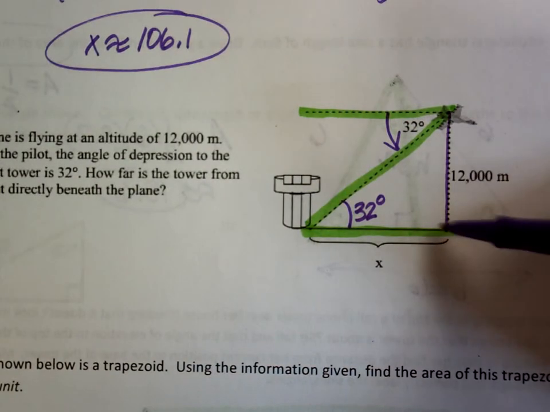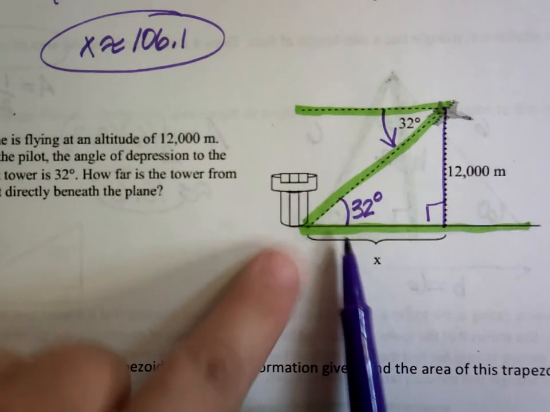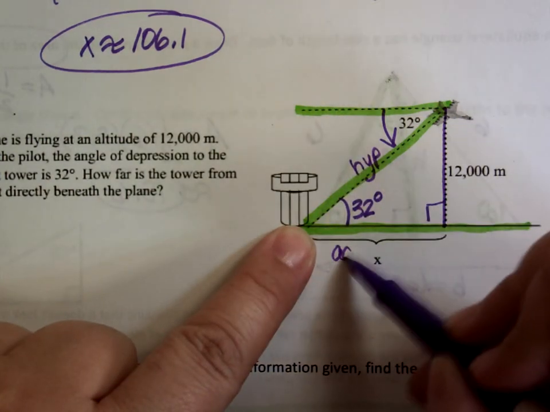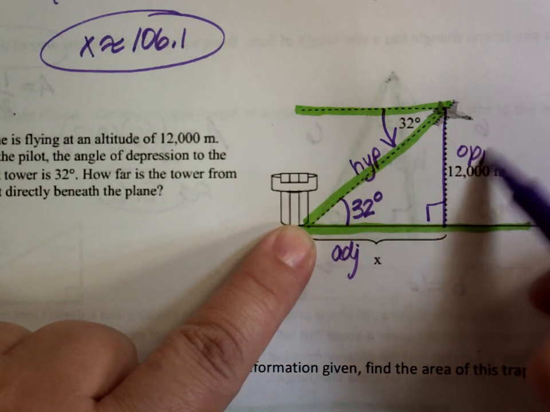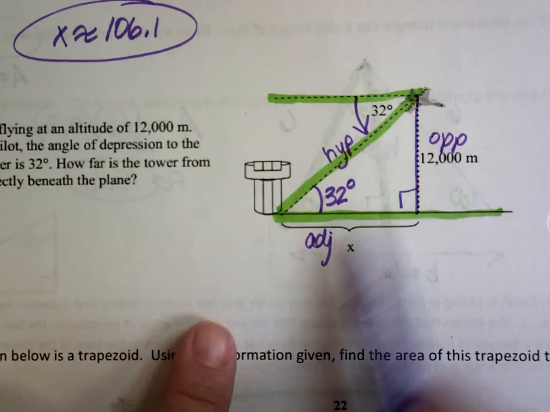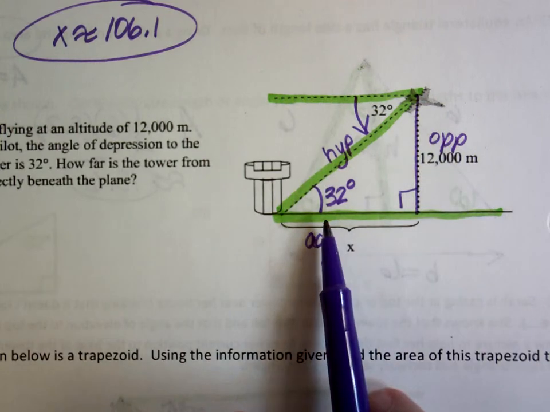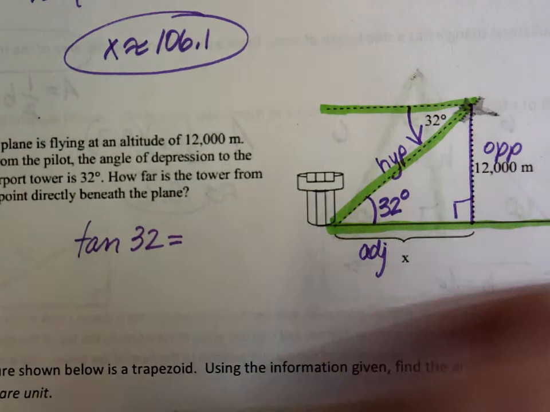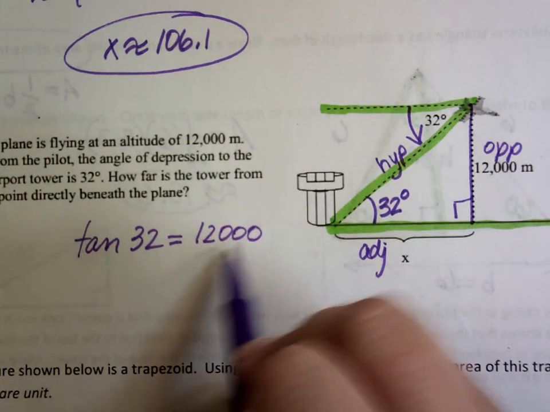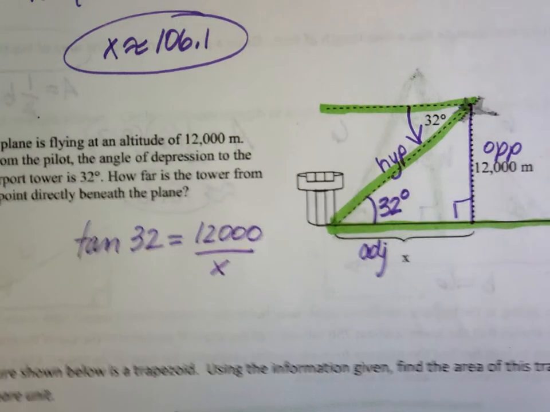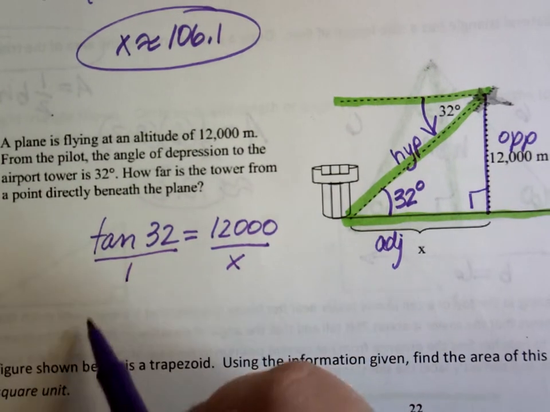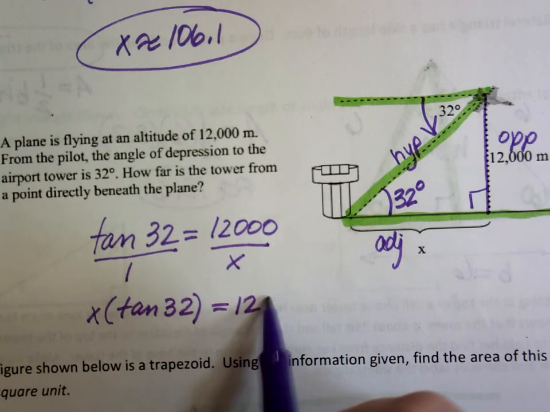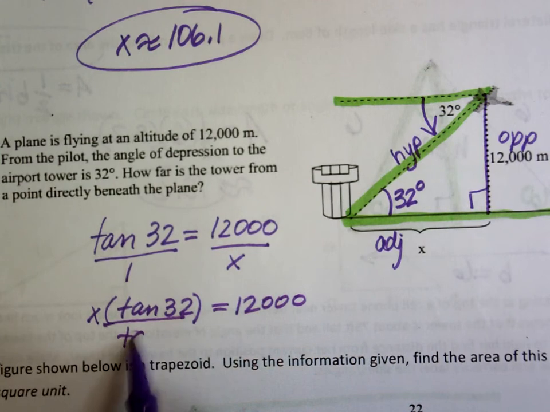So once I know what that angle is, I can use it. And here's my right triangle. So here's the angle. The line of sight is always the hypotenuse. So this is the adjacent, and this is the opposite. So I'm going to use tan, opposite and adjacent. So tan 32 equals, the opposite is 12,000, the adjacent is x. Cross multiply: x times tan 32 equals 12,000. Divide both sides by tan 32.